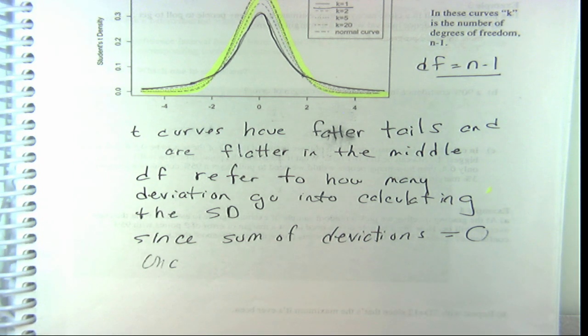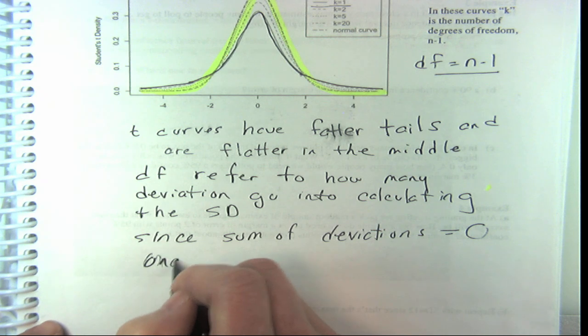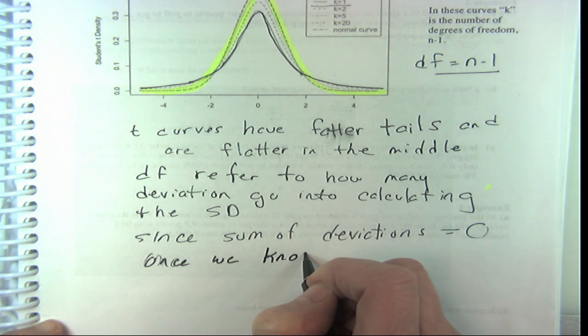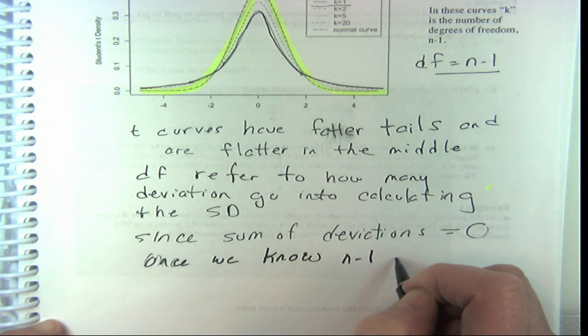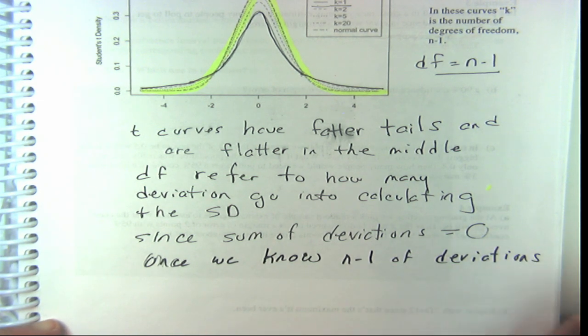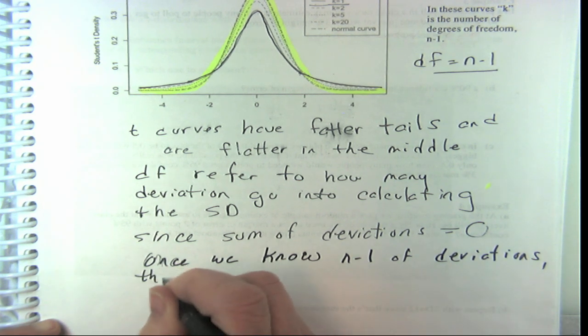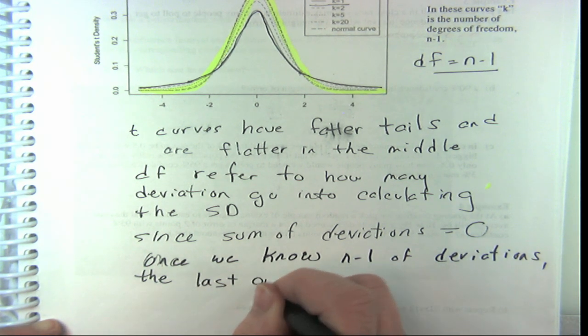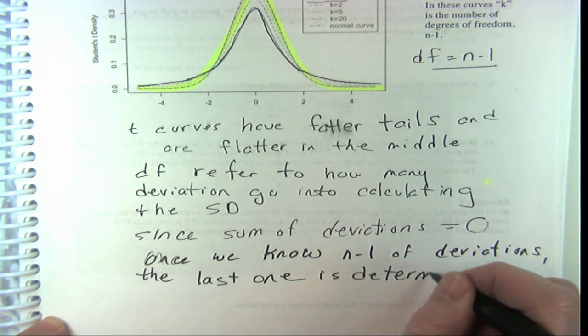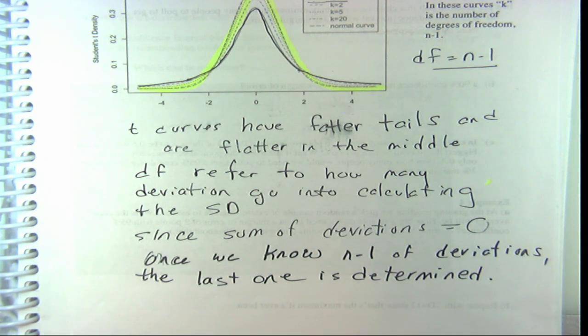Since the sum of the deviations equals 0, once we know n minus 1 of the deviations, the last one is determined, because they all have to sum to 0. So this degree of freedom means that n minus 1 of them are free to vary, right? They're free to vary. But once you know those, the last one is fixed. So that's where that degrees of freedom comes from.